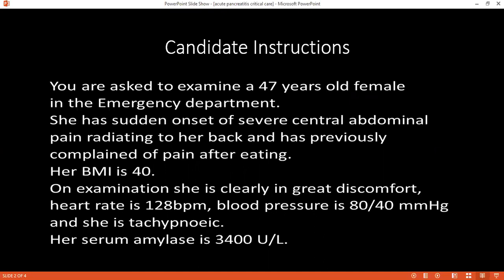And after 48 hours, how would it be different? After 48 hours, there would be fluid sequestration greater than 6 liters. There would be base deficit greater than 4. Yes. And there could be a BUN level greater than 1.98 millimole per liter. And after 48 hours, there would be partial pressure of oxygen less than 8 kilopascal. Yes. And low calcium.